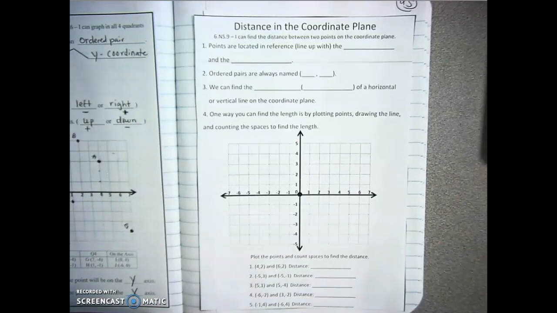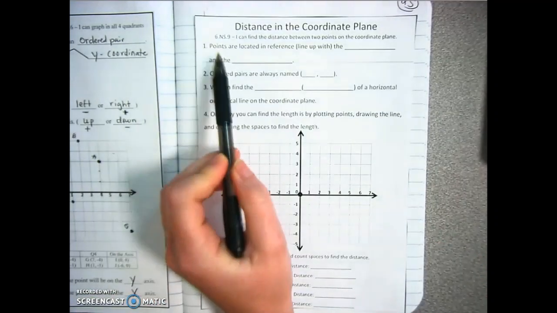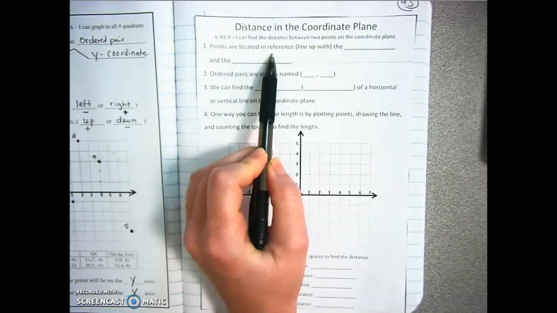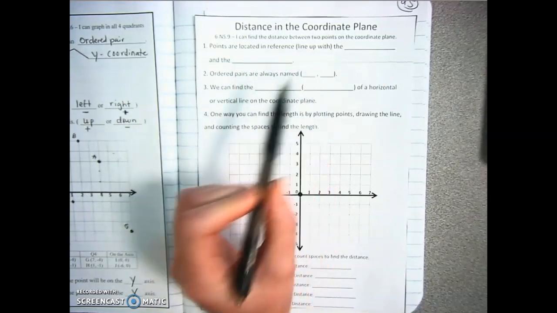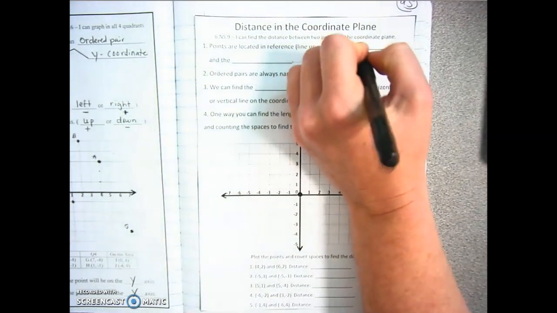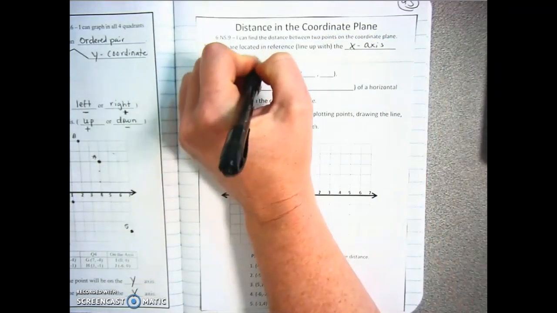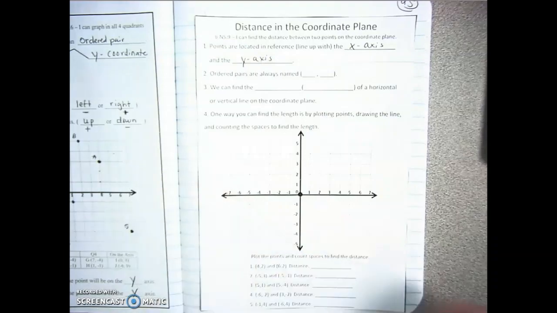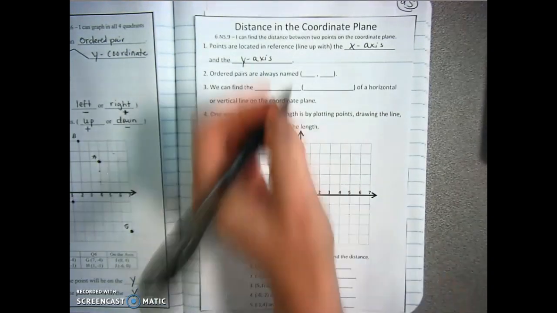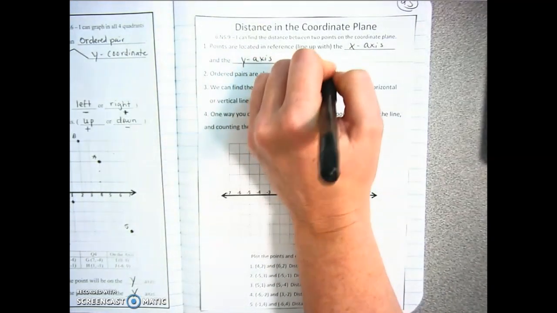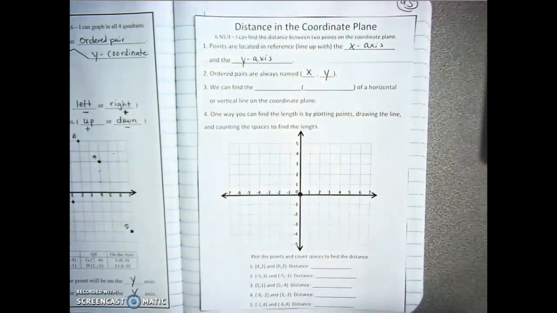So when you're talking about number one, points are located in reference to, or line up with, the x-axis and the y-axis. Ordered pairs are always named X and then Y, just like the alphabet. The X goes first and then Y comes after that.